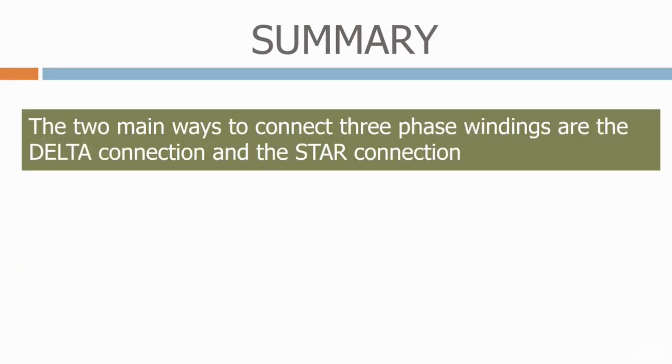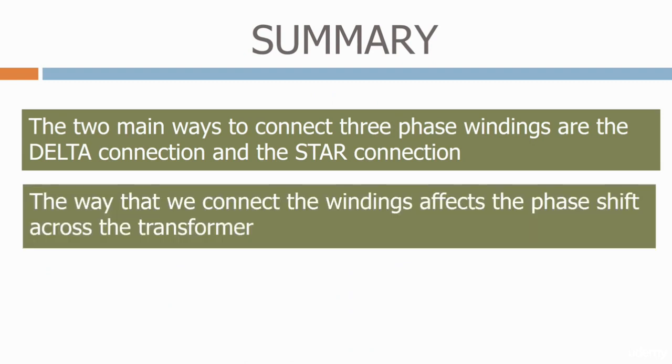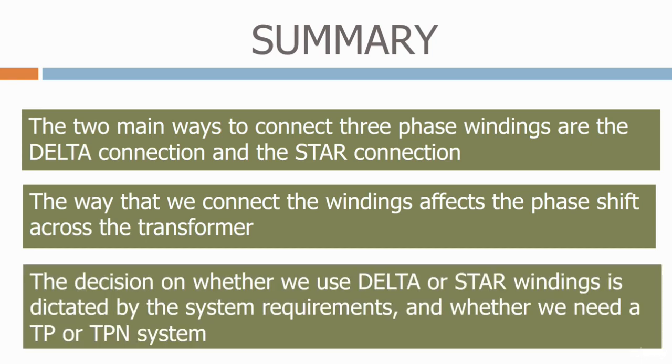Let's summarize what we've learned today. The two main ways to connect three-phase windings are the delta connection and the star connection. The way that we connect the windings affects the phase shift across the transformer. The decision on whether we use delta or star windings is dictated by the system requirements and whether we need a TP or TPN system.